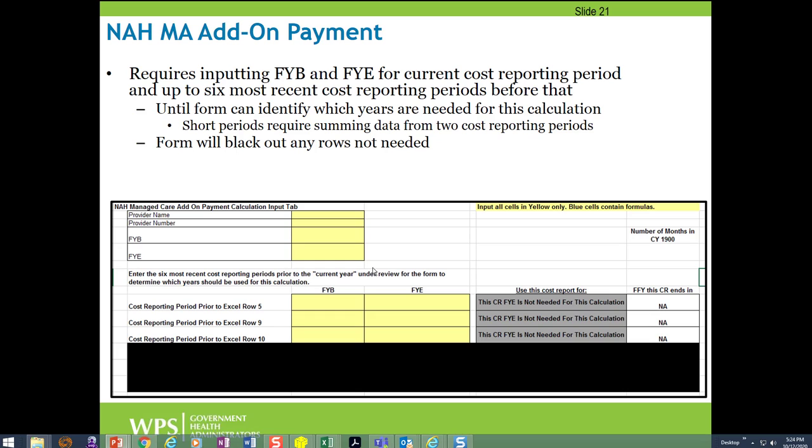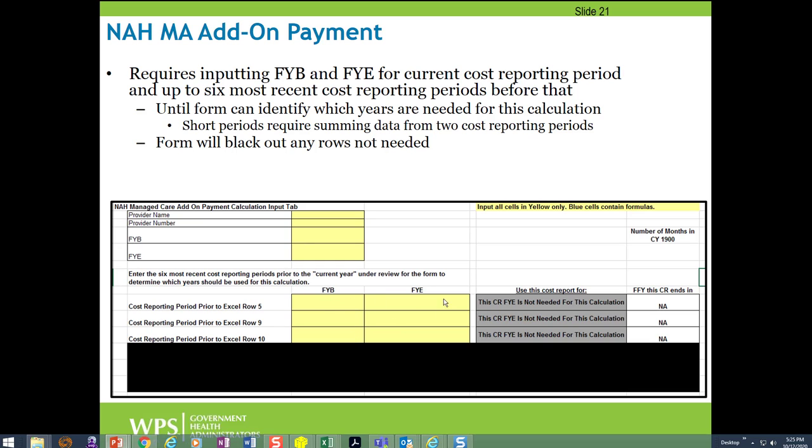So with this add-on payment, first of all, it requires inputting the fiscal year begin and fiscal year end for certainly the current cost reporting period, and potentially up to 6 of the most recent cost reporting periods before that. Now, when I say input, I'm only talking about the period: the fiscal year begin and fiscal year end, 2 inputs. We don't need all the other cost reporting data yet. Again, I say up to 6. It might not even need 6. It could potentially need only 3, and you'd be good to go.